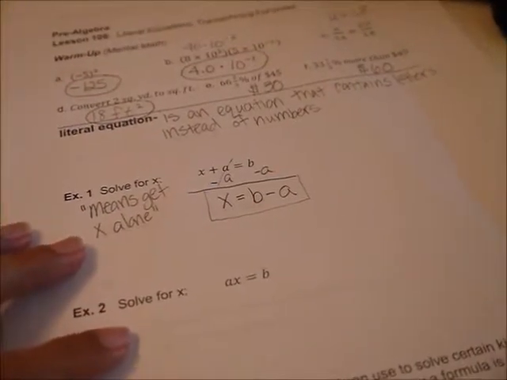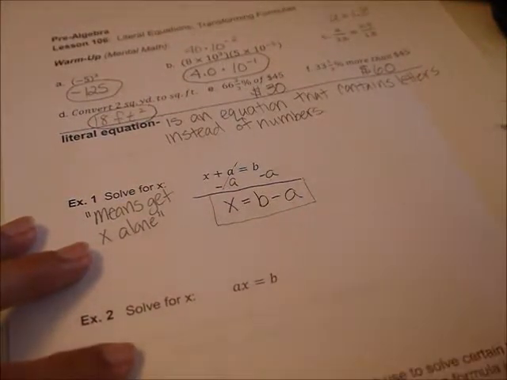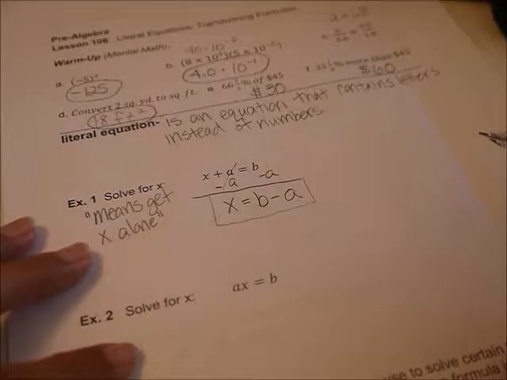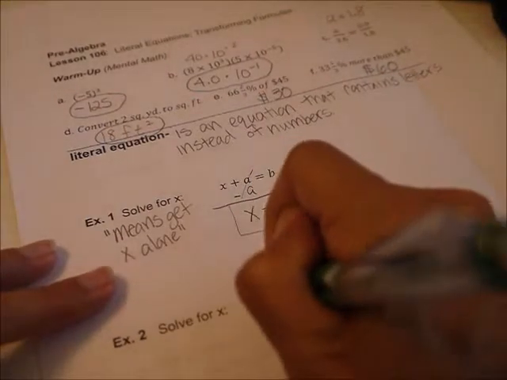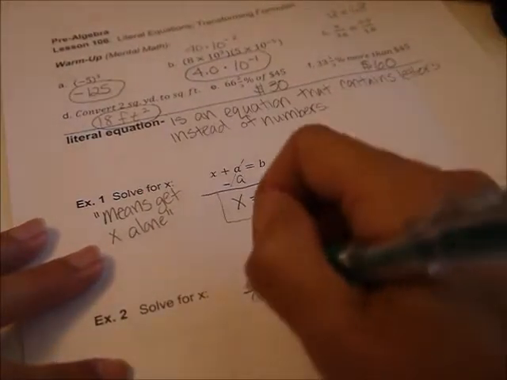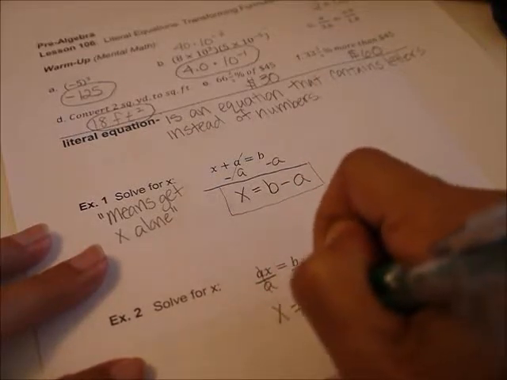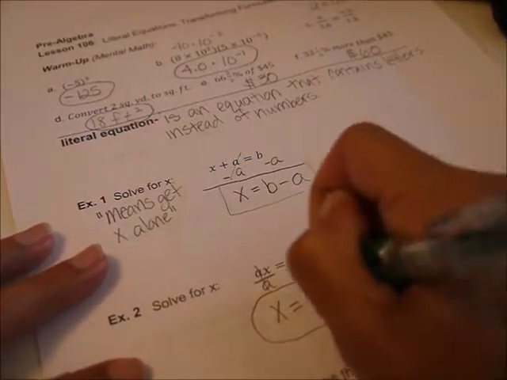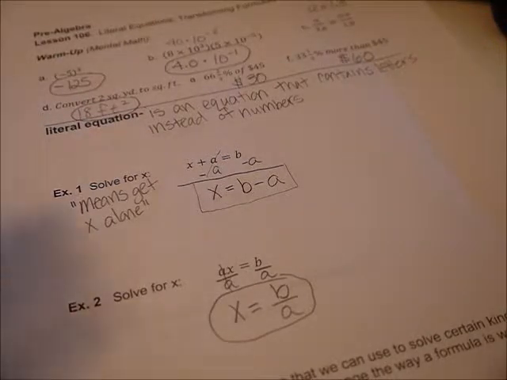All right, solve for x here, get x alone. Well, now it's got an a with it, but it's not by addition, it is by multiplication. So how do we get rid of that a? We divide both sides by a. And what happens is those cancel out, and we get x equals b over a, and there's nothing else you can do. So they don't take a long time. I think just understanding what to do is the hard part.